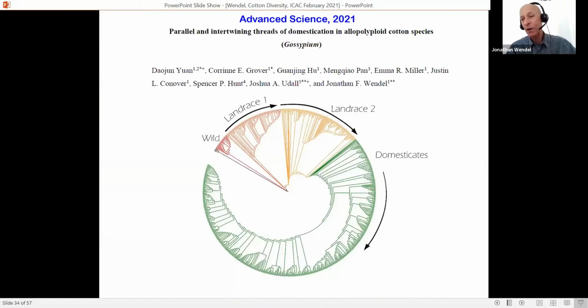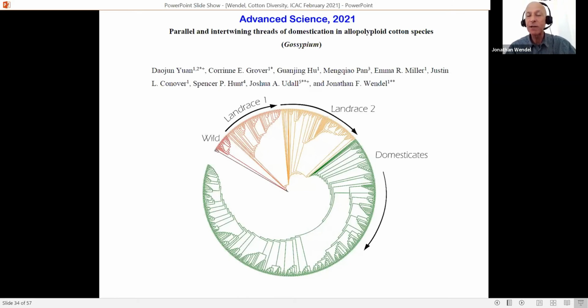Okay, so we've come along with our bag of tricks. We've sequenced 700 genomes representing this full range of wild to domesticated. And I'm happy to tell you, you see here, Daojun Wan is first author in my lab. And the other first author. This is a collaboration between Josh Udall and myself. We had an NSF grant to do this.